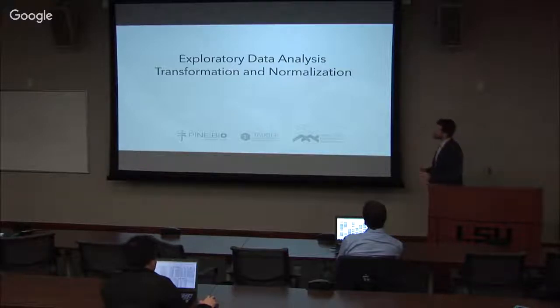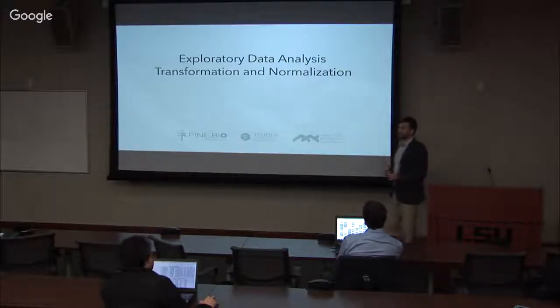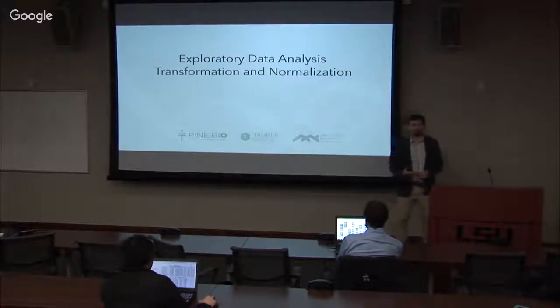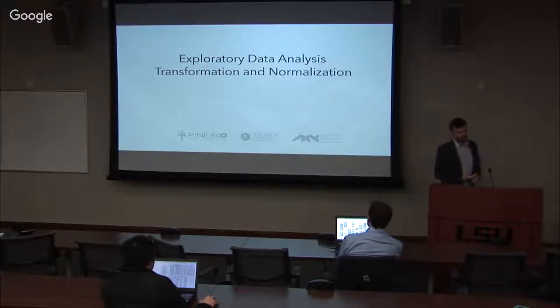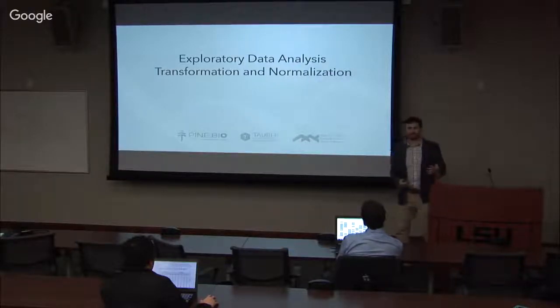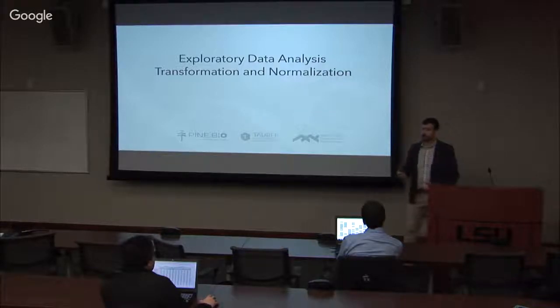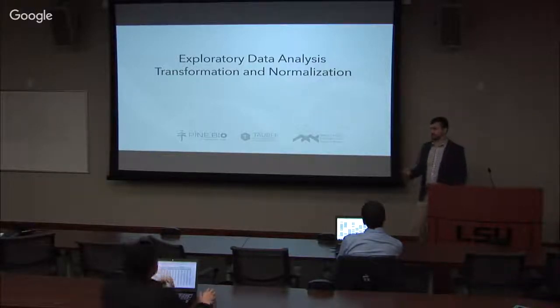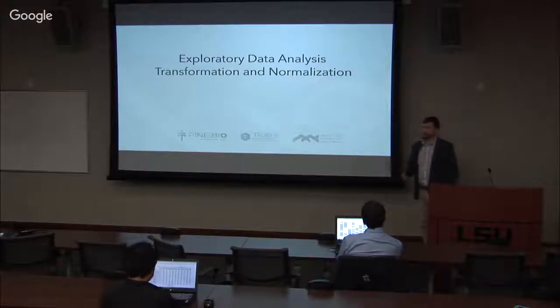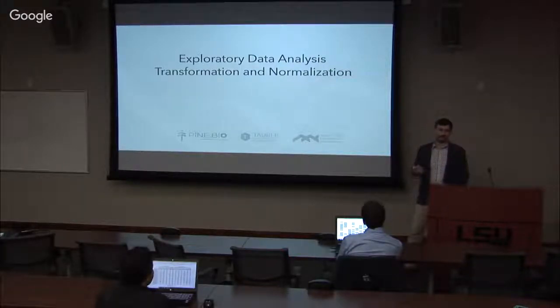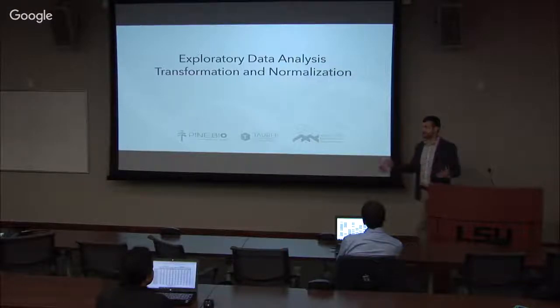And so the first big section, I think, that is very important and a lot of times overlooked is exploratory data analysis and transformation and normalization of your raw data. As you remember, FPKM was the measurement that we used to quantify our reads and their abundance in a specific gene. FPKM stands for fragments per kilobase per million, which means that we are taking two data points beyond just abundance of reads, and that is the total number of reads as well as the length of a gene.